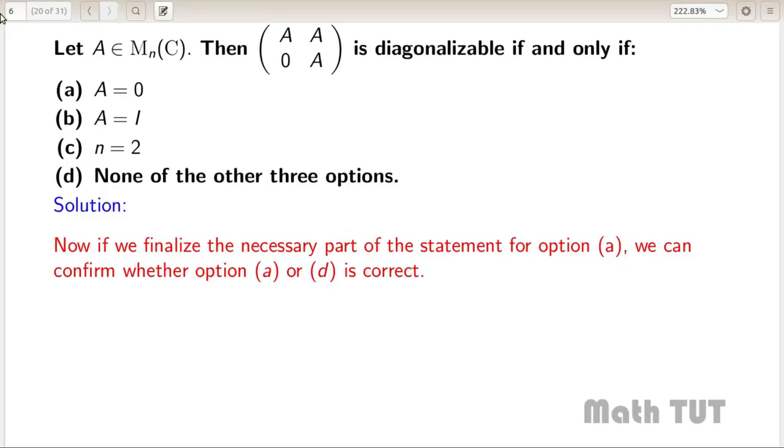Because as far as what we have done is, we could show that if A is 0, this matrix is diagonalizable. And if A is I, we have shown this matrix is not diagonalizable, and the n equal to case we have taken out. So if you can show that this matrix is diagonalizable only if A is 0, that is, you can show it is necessary, then we can take out the option D, because then we can say D is not correct.